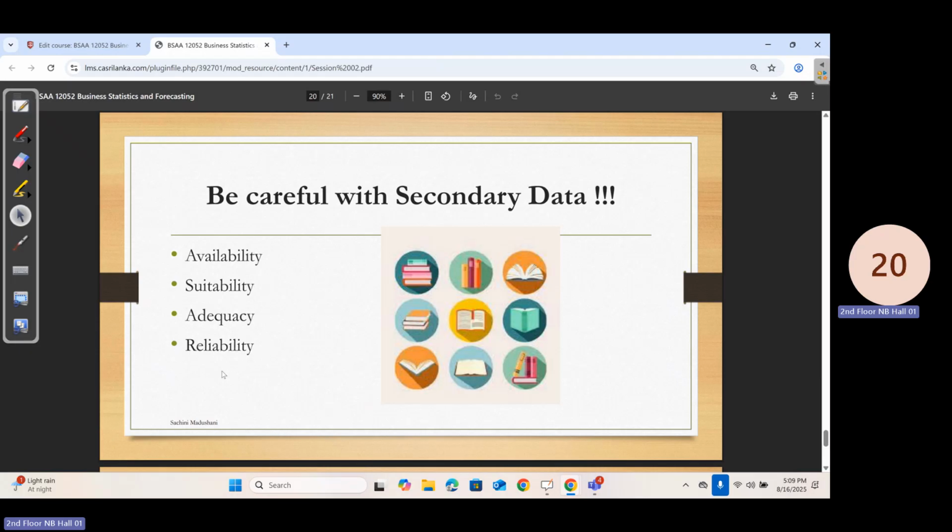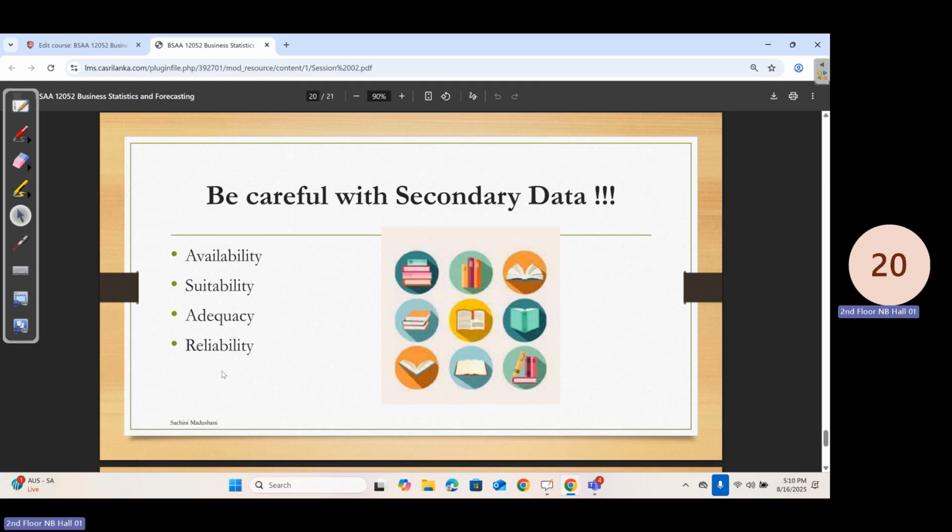Then all the data are available. After that, we check whether this available data is appropriate to our study or not. Available data is there, but we need to check whether it is suitable or appropriate to our study. Then we assume the second one is also okay. Then we move into the third point, adequacy.